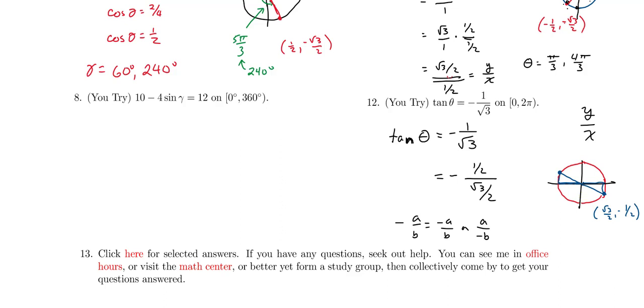So what are those two theta values? Those are the values theta is equal to 5 pi over 6 is one of them, and the other one is 11 pi over 6.